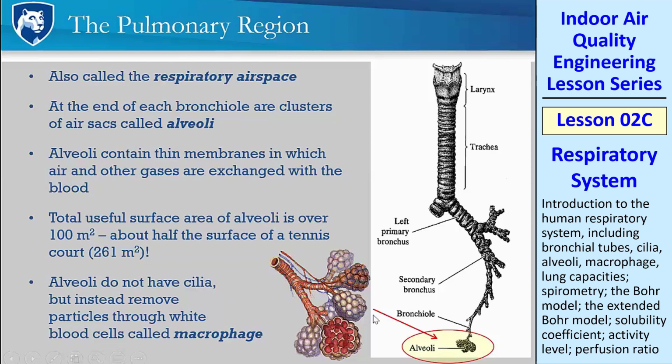Now, when you get way down there in these sacs, they don't have cilia. They're still very moist. The really tiny particles can get into these alveoli. And then your body has to remove them with something called macrophage, which are a type of white blood cell. As you get these particles in your alveoli, the macrophage attack them and get them into the bloodstream, and then you basically pee them out eventually.